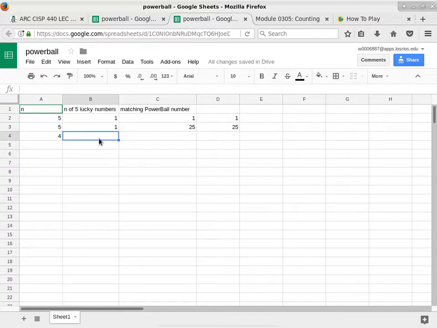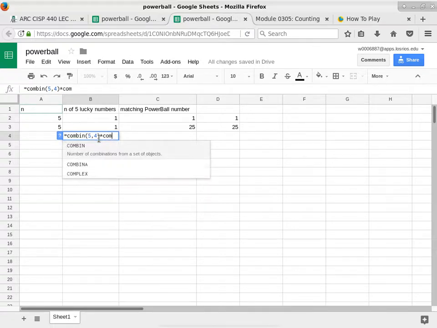Okay. So the first part is easy. I want to figure out how many ways can I match 4 out of 5. 5 choose 4. We have 5 items, choose any 4 of those, and COMBIN 5, 4 will compute that. But this is not the answer, because the answer also relies on the other slot, the unlucky number.